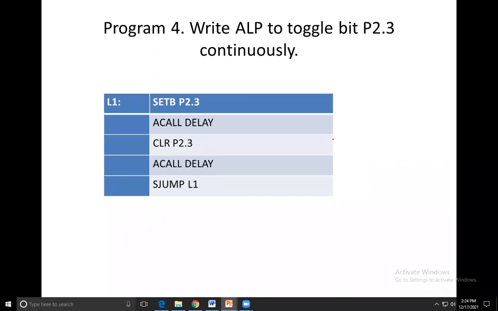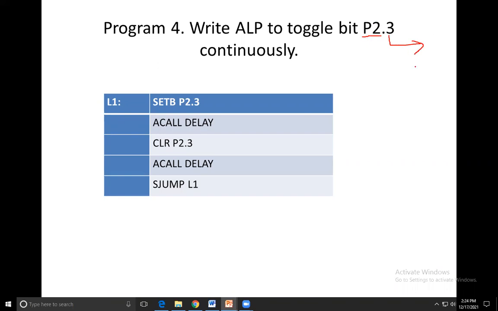Okay, this means you have to work on only one pin of your port, or you can say only one bit of the port. So this is the program. You have to toggle the bit of port 2.3. What does 2.3 mean? P2 is the name of the port, and this 3 is which bit, or which pin, we have to use.